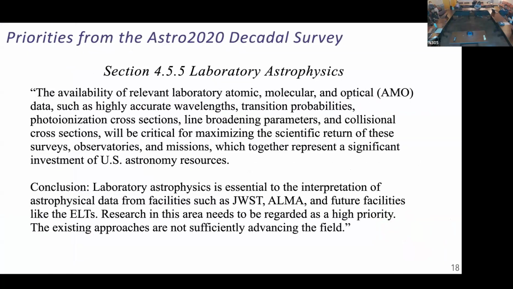I first want to start with the Astro 2020 decadal survey, because this happened as I was starting grad school and was a huge motivator for why I designed a thesis around this. These are just the specific parts that I wanted to emphasize. The conclusion of this decadal survey was that laboratory astrophysics is essential to interpretation of astrophysical data, and it must be regarded as a high priority in order to maximize the scientific return of all these missions. I hope that in the previous background explanation, I've explained why we need these experiments.